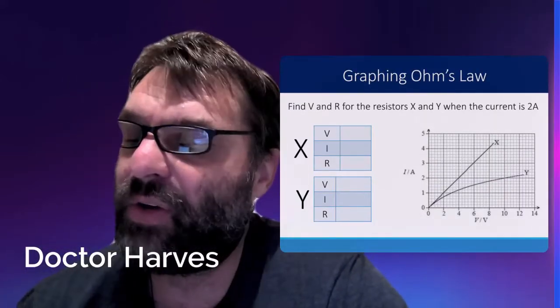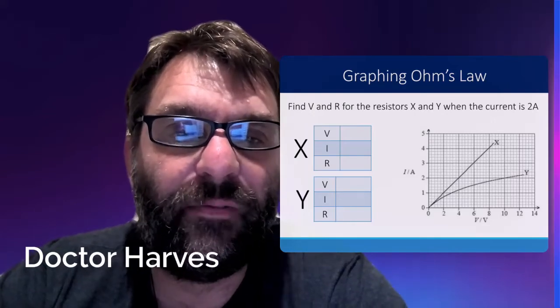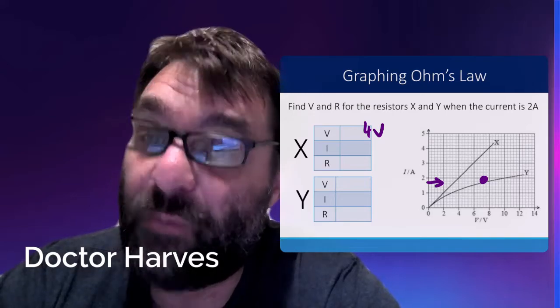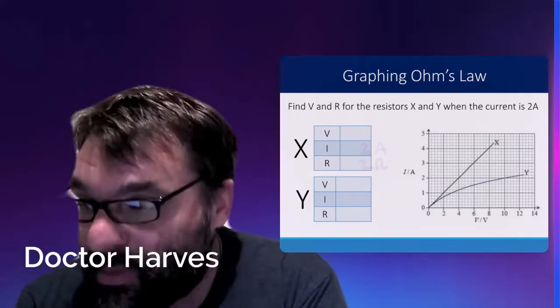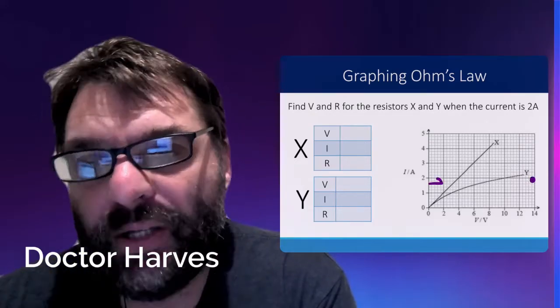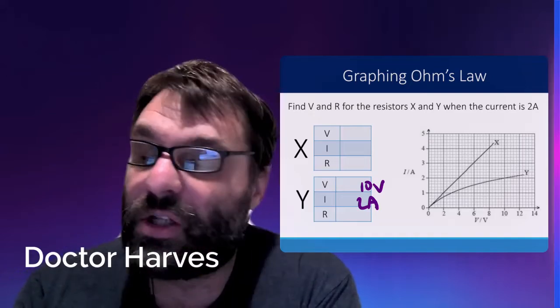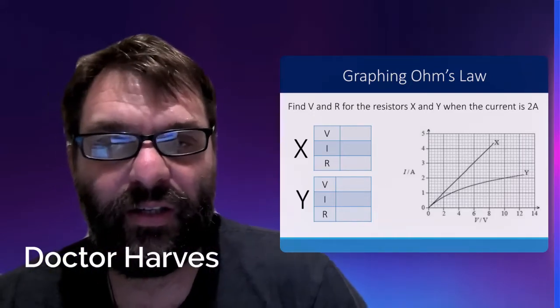So in terms of graphing Ohm's law, looking across at 2 amps, you can see the voltage for X component is going to be 4 volts. So therefore the resistance will be 4 divided by 2, or 2 ohms. For the non-ohmic component, you can do the same from the graph. It'll be 2 amps, and it'll be 10 volts this time. Therefore 10 divided by 2 will be 5 ohms for the resistance for that non-ohmic conductor.